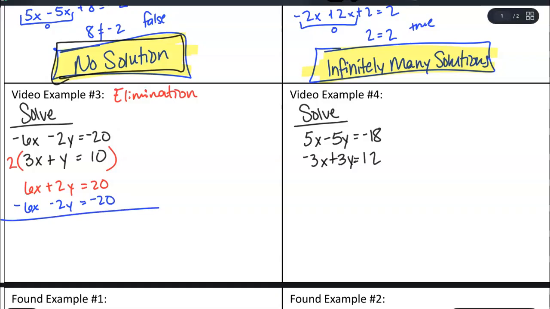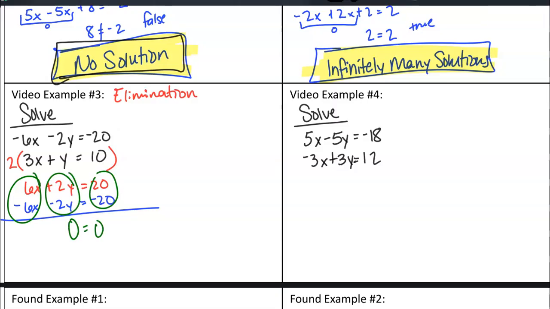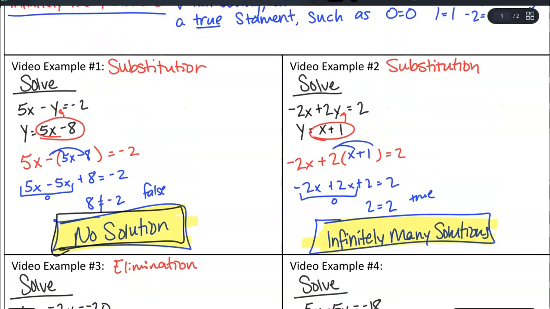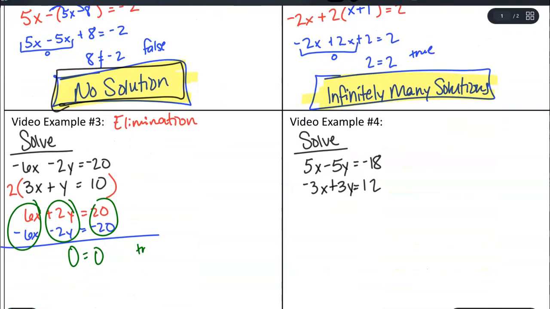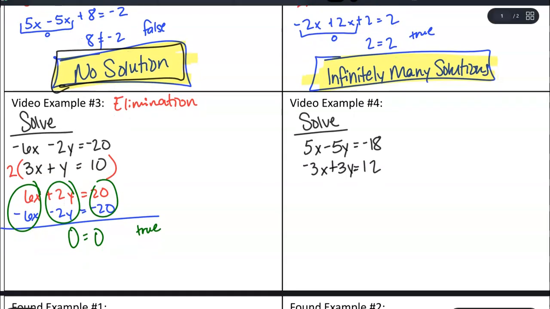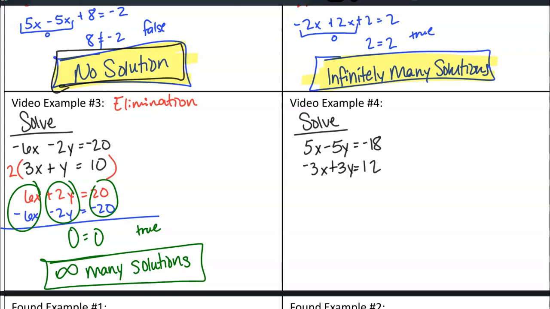Combine your like terms, add. 6 minus 6 is 0, 2 minus 2 is 0, 20 minus 20 is 0. My variables have canceled out. I'm left with a numerical statement, 0 equals 0. Is that a true statement or a false statement? Well, 0 equals 0, so it is true. You can also simplify and use the infinity symbol if you so choose. Makes it a little bit less writing, but I still need to see that you have an understanding that this is a special solution and that it is infinitely many solutions.